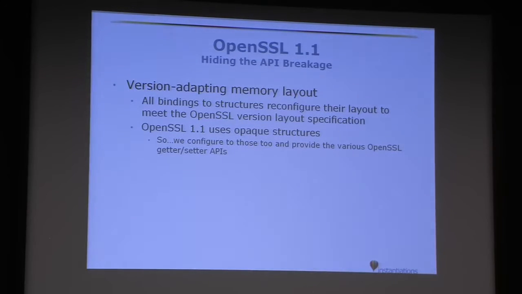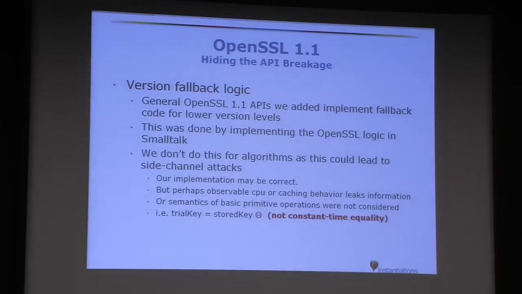However, now you can think, well, what if I use those getters and setters, but now I go back to version 1.0, do I have to change my code? No, you don't. Everywhere we're providing new capability, we are also implementing fallback code for older versions, and typically we use the direct implementation as it's described in OpenSSL. We'll do this for everything except, as I keep coming back to, algorithms. We're not going to backport algorithms, and the reason touches upon side channel attacks.